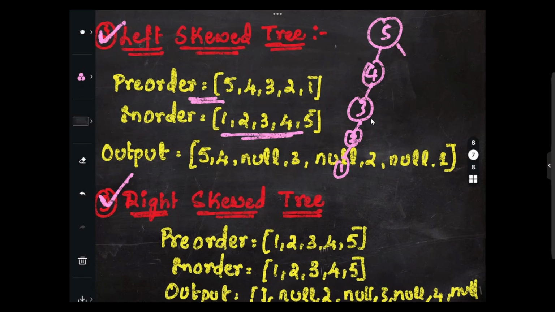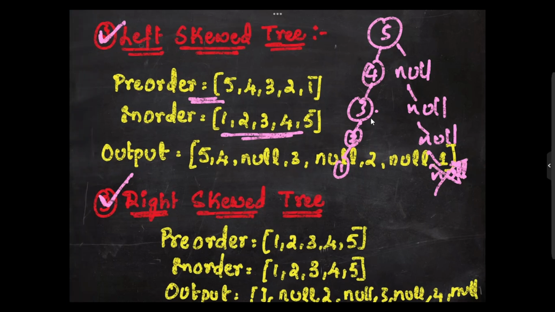Now what we will do in this case, we have the left subtree. So for this one we will be going with null, this one null, this one null, and for this one also null. It will be 5 4 null, 3 null, 2 null, and 1. Sorry, 3 null and finally 1. This is the output that we'll be getting.